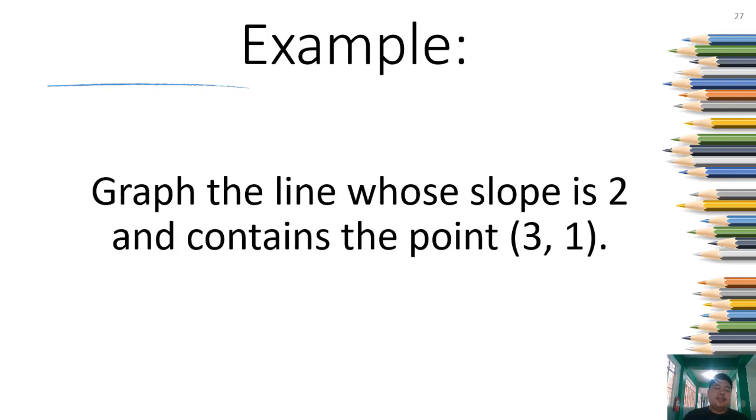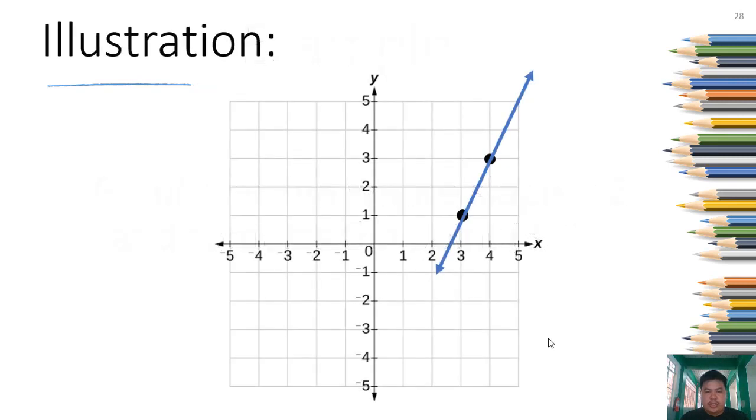Example, graph the line whose slope is 2 and contains the point 3 and 1. Now we're proceeding with the illustration. So here's our illustration. First, plot the given point, 3 and 1. Then next, we have the slope of 2, rise, 1, 2, going to 3 on the y. Then going right, we do a run, going right, we have 4. So the point B, or the y-intercept, we have 4, 3. It's that simple, and we are now done.